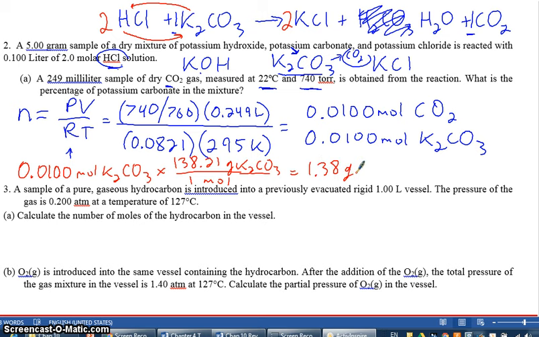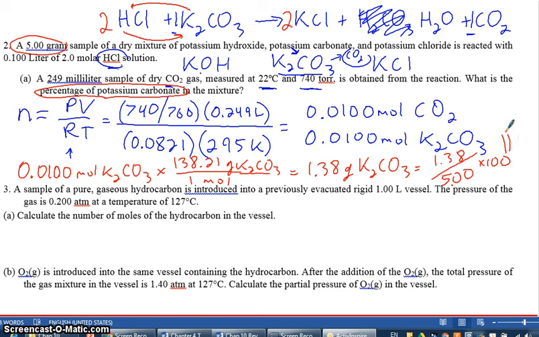Now, they're asking for the percentage of potassium carbonate. So we have grams of K2CO3, potassium carbonate. We've been told that our total mass is 5, so we're really asking what's the percentage of 1.38 of 5 grams. So you get 1.38 over 5 grams times 100 because it's percent, and you get yourself a value of 27.6%. And this is the percentage.